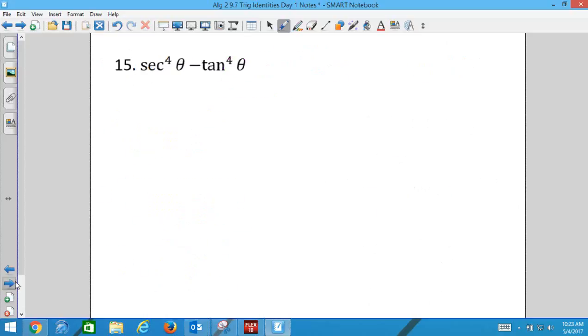So this one, is this a Pythagorean identity? Technically, no. It's kind of not. This is cute, but that is one. Right, so it's not a Pythagorean. Pythagorean is x squared plus y squared.